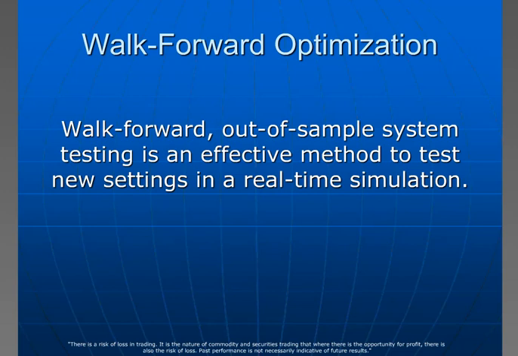Walk-forward out-of-sample system testing is an effective method to test new settings in a near real-time simulation. Effectively, you're taking a chunk of data, you're optimizing it, and you're throwing that data out, and you're walking those variables forward to the next chunk of data, seeing how it does, re-optimizing, do it again, re-optimizing, do it again, and so forth.